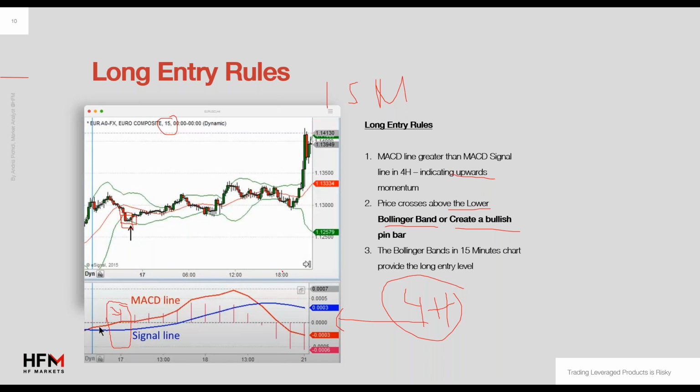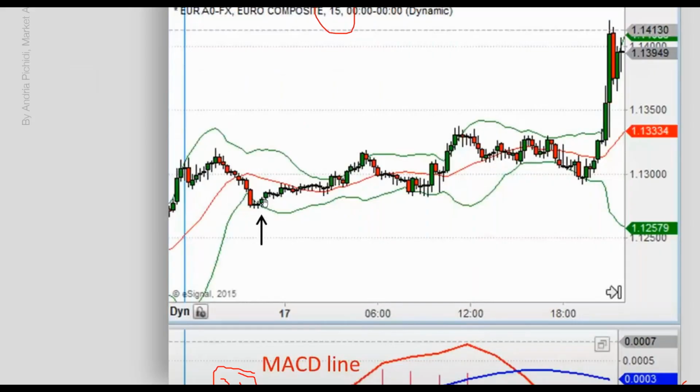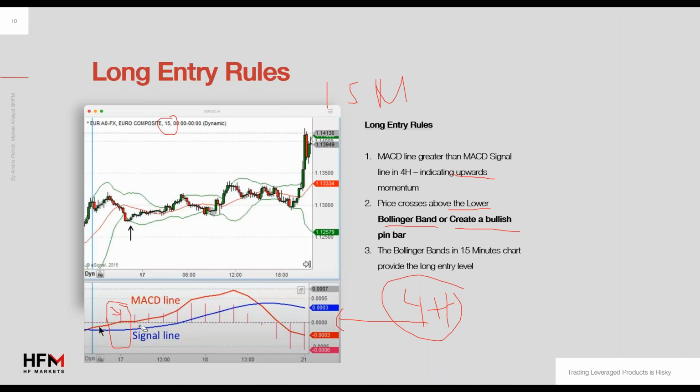So you can enter long in a 15 minute chart as soon as, let me zoom in a bit, you get the confirmation that it's ready to rebound. So we have bullish MACD in a 4 hour chart. We have a sell off over here. The Bollingers are outside the lower line, but they didn't give an indication of further decline. Instead, we had a bullish pin bar, and the very next two candles were bullish. So here is when we could enter long in the 15-minute chart. Is it clear? Let me know if not.